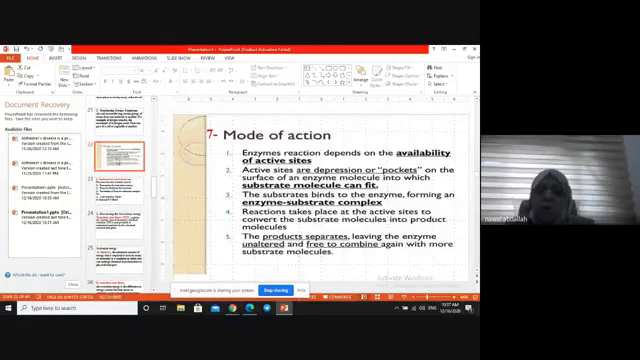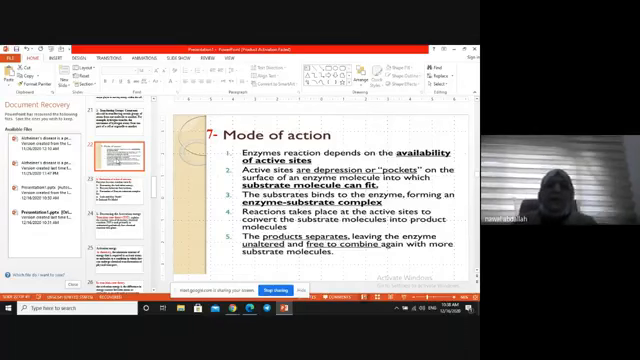Every action of the enzyme depends on the availability of the active site. So the active site is the region or the place, as we said in the last lecture, where the substrate binds to the enzyme. The definition of an active site is a depression or pocket on the surface of the enzyme into which the substrate molecule can fit.